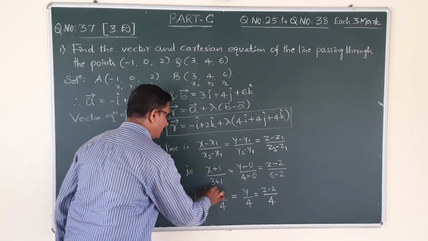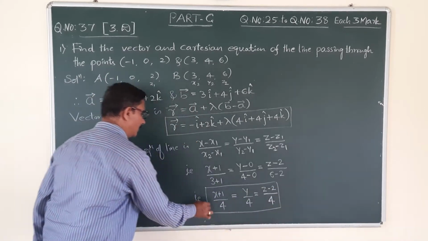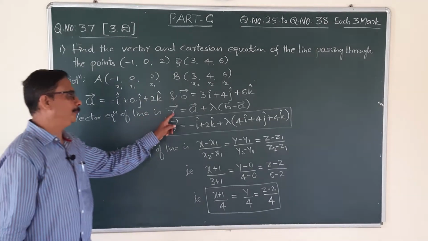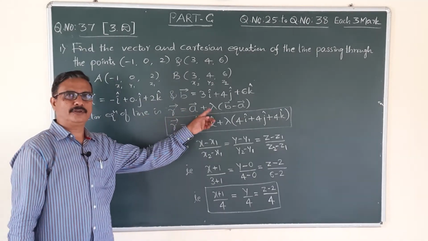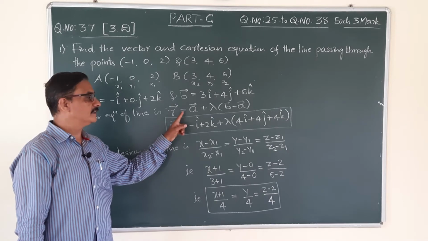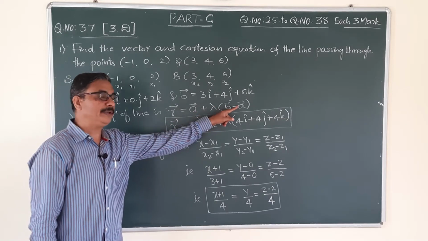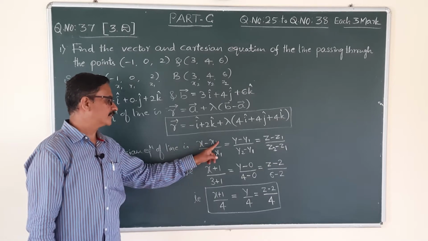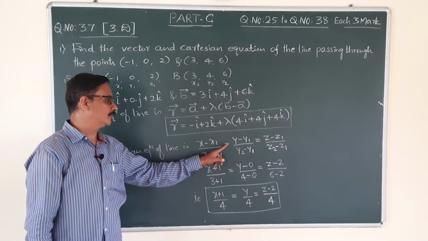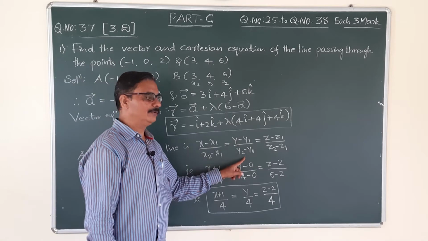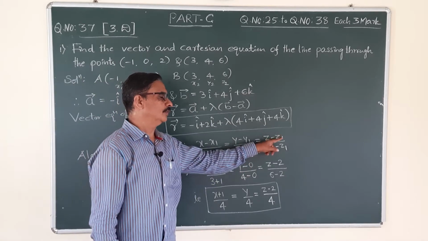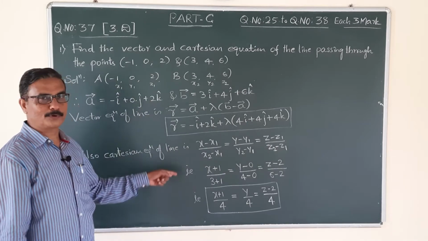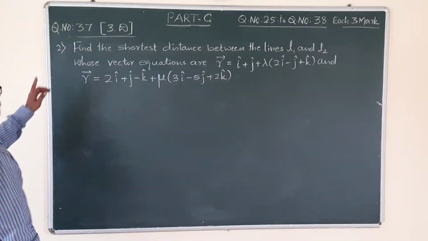So this is the Cartesian form of the equation of a line passing through 2 points. The formula must be remembered. The vector form of the equation of a line is r is equal to a plus lambda of (b minus a), whereas the Cartesian equation of a line formula is (x minus x1) by (x2 minus x1) is equal to (y minus y1) by (y2 minus y1) is equal to (z minus z1) by (z2 minus z1). Very simple problem. Clear, students?